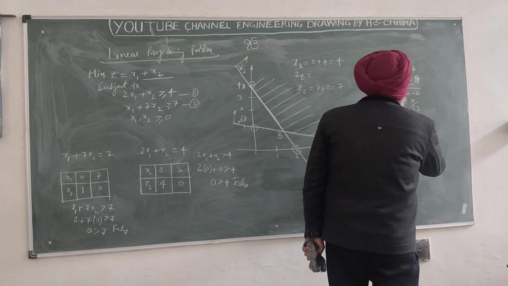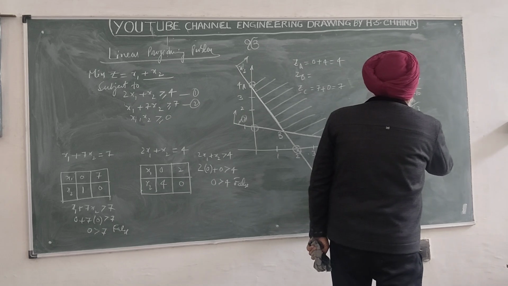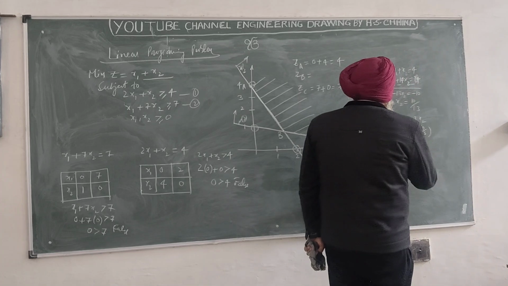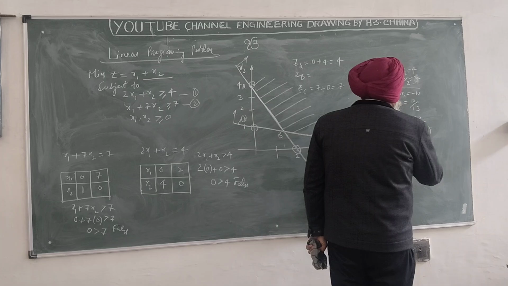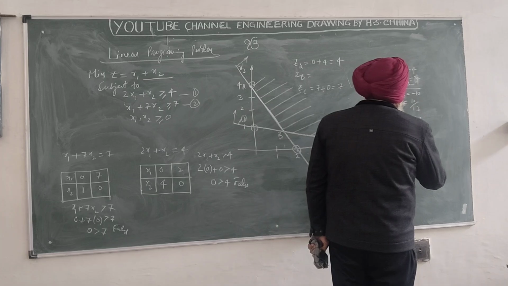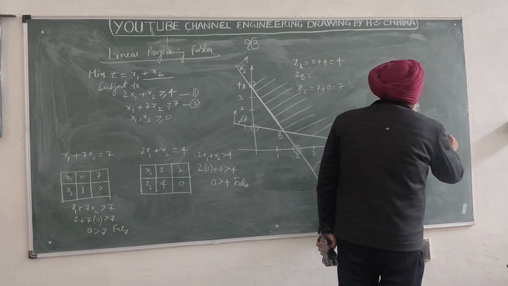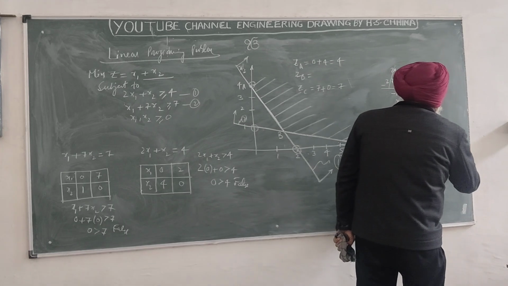This is 7 minus 7, x2 is 10 by 13. Put the value here. Take the 7 minus 17 over 13. Take the LCM 13. This is 91 minus 70. This is 21 by 13.